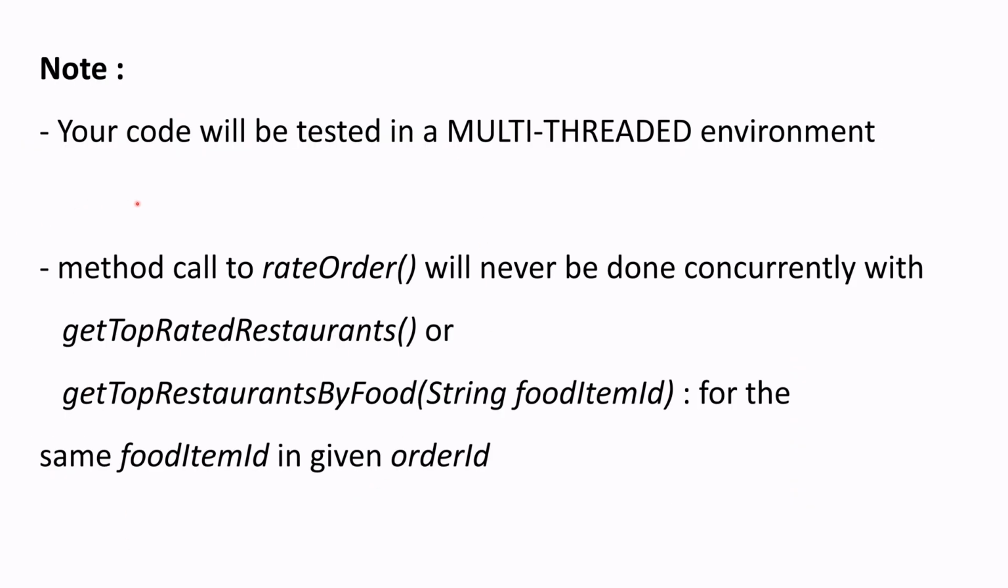Your code will be tested in a multi-threaded environment, so use thread-safe data structures and handle synchronization properly. Also, no conflicting calls will be made. For example, rate order is a write operation on ratings, and get top rated restaurants or get top rated restaurants by food are read operations. So the method rate order will never be called concurrently with get top rated restaurants or get top restaurants by food for a given food item in a given order ID. This is done to keep the system state consistent and also to test accurately in a multi-threaded environment.